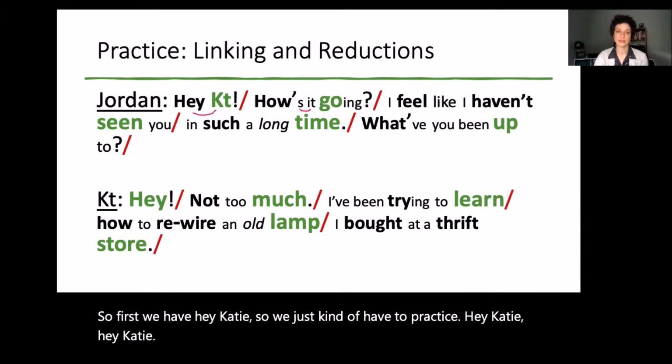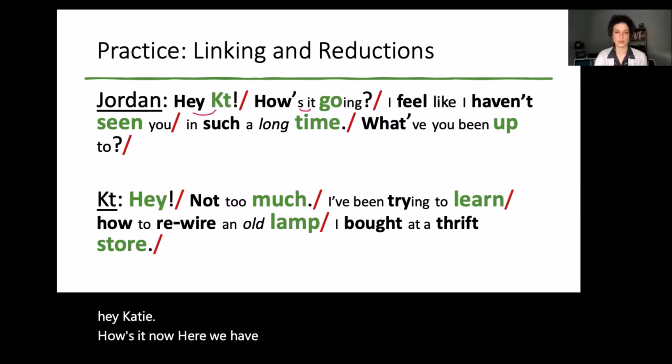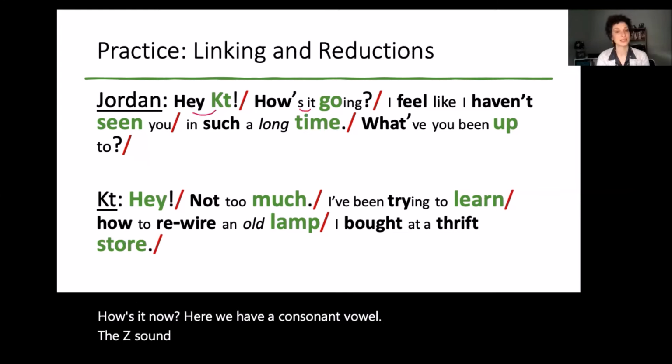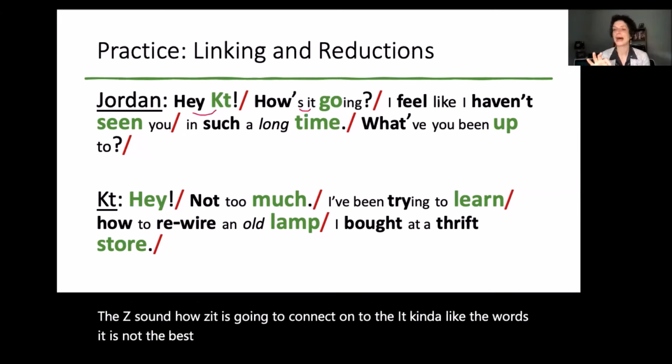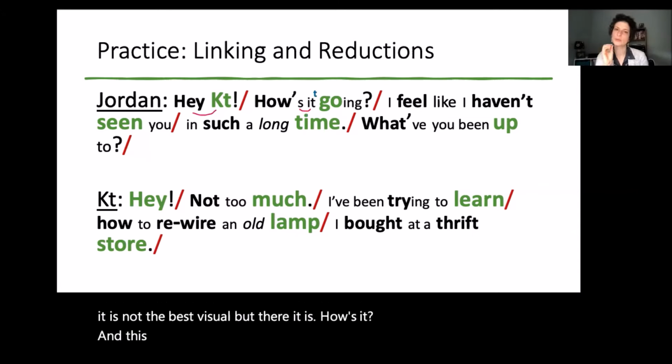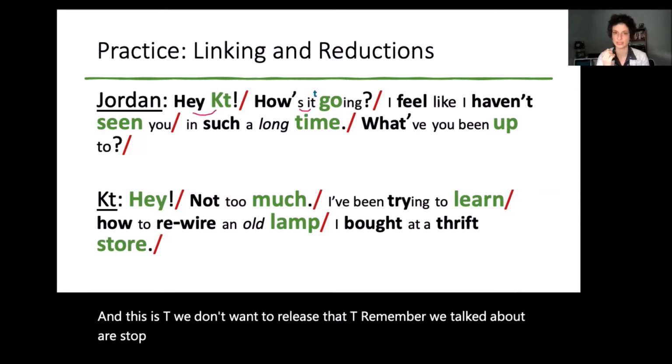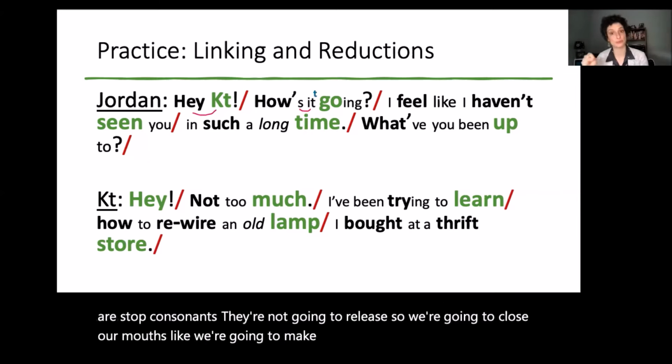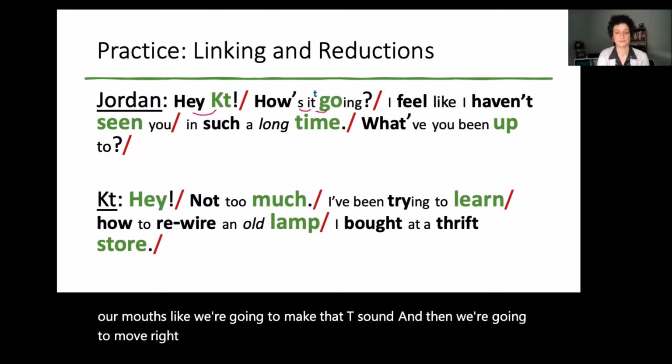How's it? Now here we have a consonant-vowel link, right? The Z sound in how's is going to connect onto the it, kind of like the word zit. It's not the best visual, but there it is. How's it? And this is a T. We don't want to release that T. Remember, we talked about our stop consonants. They're not going to release. So we're going to close our mouth like we're going to make that T sound, and then move right into the G. So we're going to link all these words together.